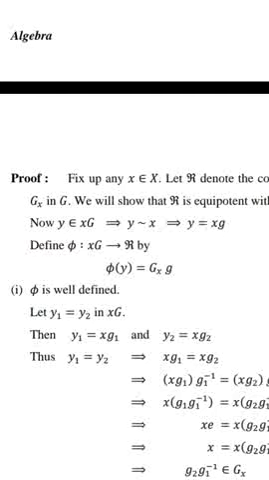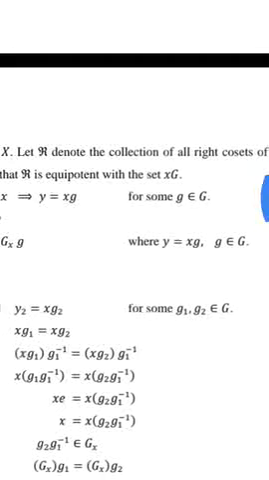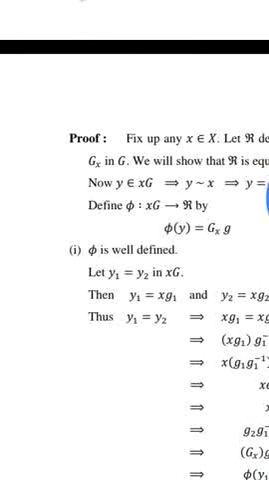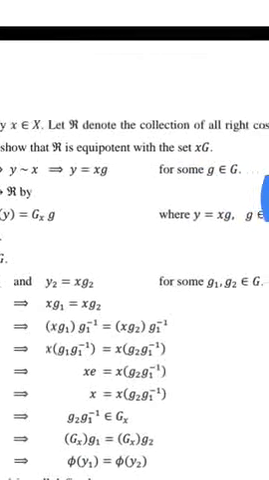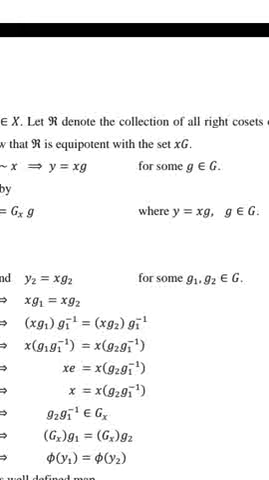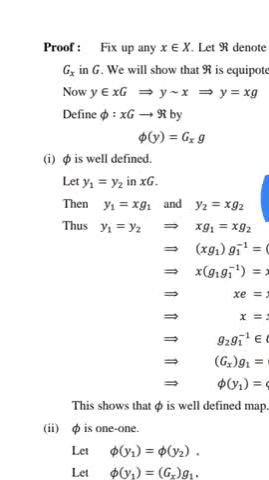Now y belongs to xG, y is equivalent to x, y is equal to xg for some g belongs to G. Define phi from xG to R by phi of y is equal to Gx g, where y is equal to xg, g belongs to G. We have to prove that phi is well defined. Suppose that y1 is equal to y2 in xG. Then y1 is equal to xg1, y2 is equal to xg2.